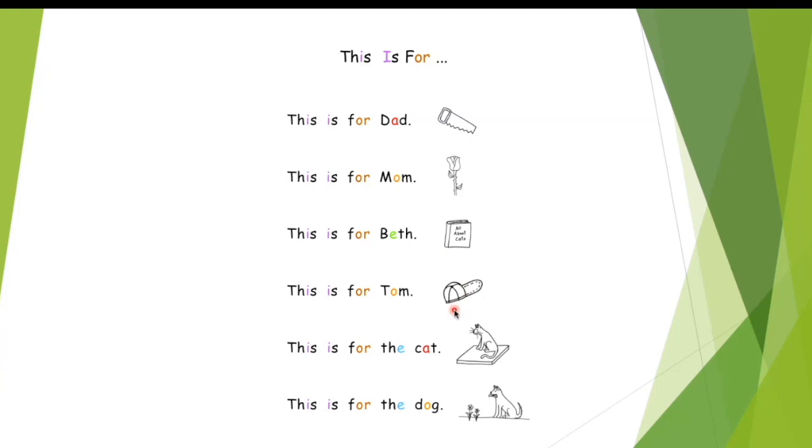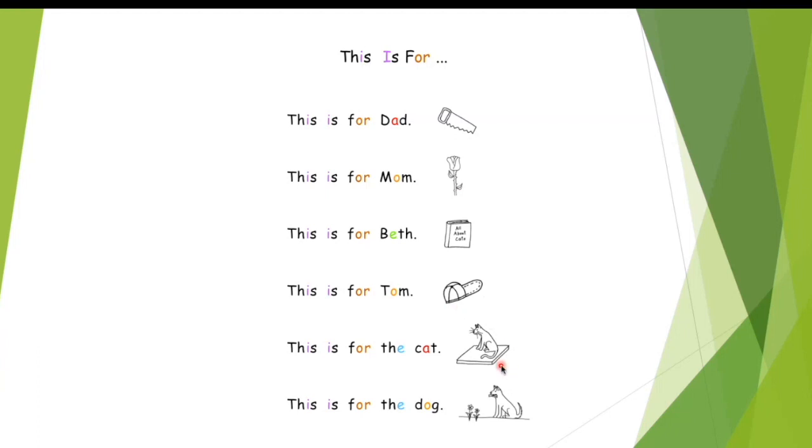Now, here you go. Next picture is a picture of a cap. Cap. So this is for Tom. This cap is for Tom.